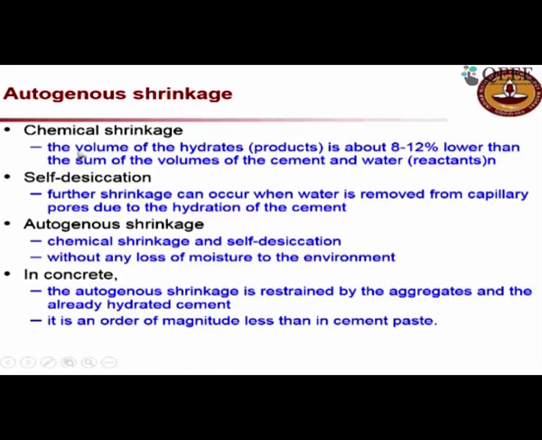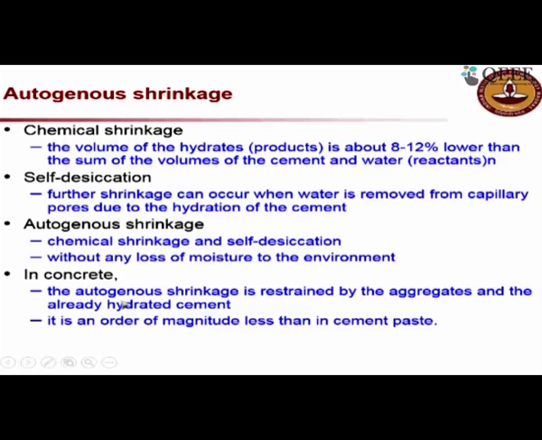Now, what is chemical shrinkage, and why is it happening? The volume of hydrates, or the products, is only about 8 to 10% lower than the volume of the reactants, or the total volume of the cement and water. So you have about 8 to 10% reduction in the volume, and self-desiccation, a further shrinkage, can occur when water is removed from the capillary pores. These are very, very fine pores, and further removal of water is happening due to the hydration of the cement itself. In other words, the cement takes more water from these capillary pores for the reaction to occur. So autogenous shrinkage is a combination of both chemical shrinkage and self-desiccation, without any loss of moisture to the environment.